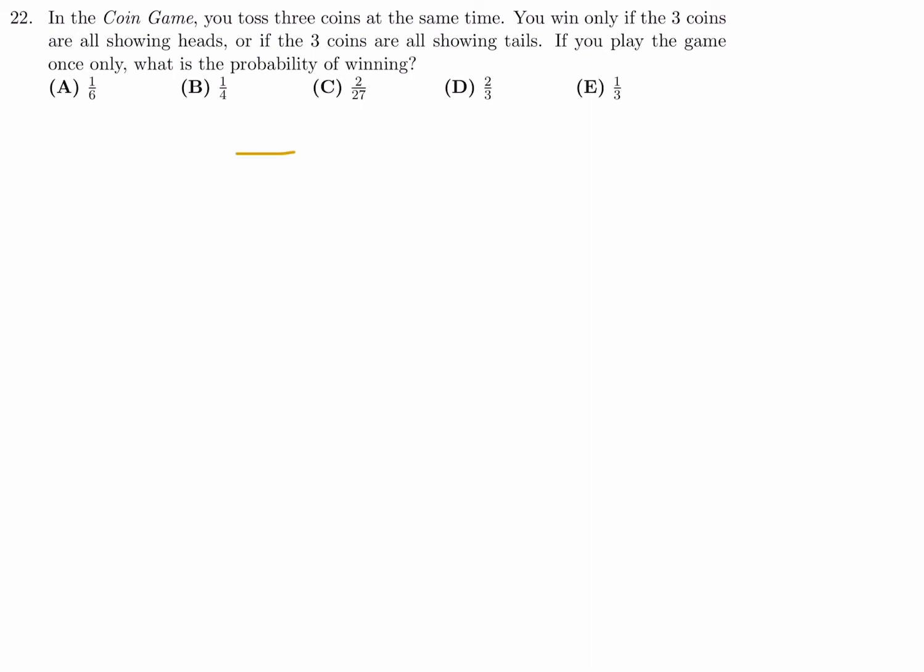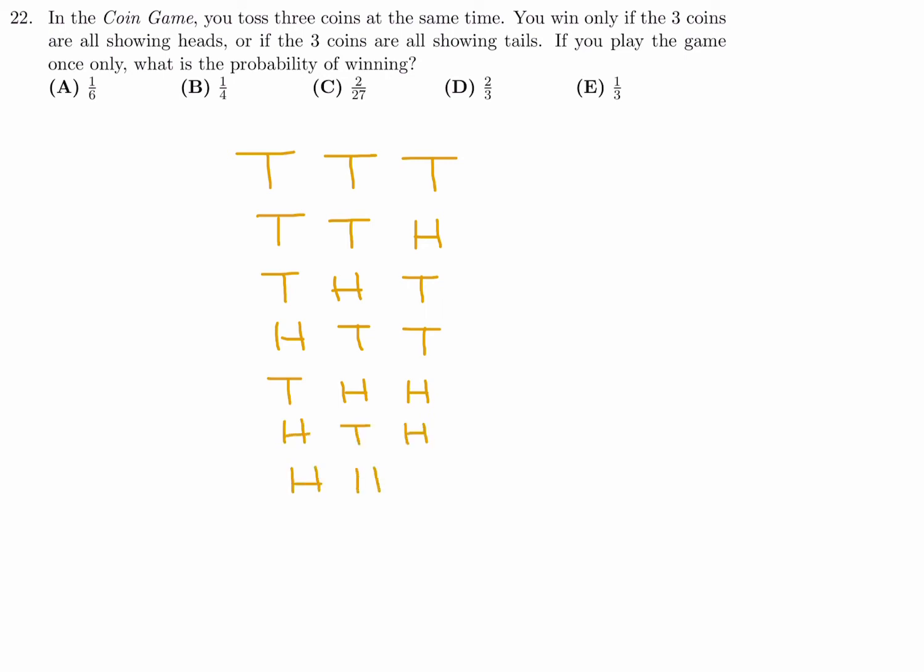If you toss a coin 3 times, you have the possible scenarios. They can all turn up tails, or you can have 2 tails and a head, like this, TTH, THT, or HTT. You can have 1 head and 2 tails, like this, THH, or HTH, or HHT. Or you can have all 3 heads, like this. So as you can clearly see, when you toss a coin 3 times, there's 8 different possible ways that it can turn up.